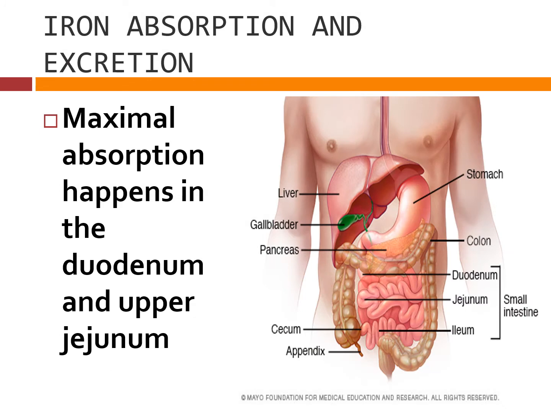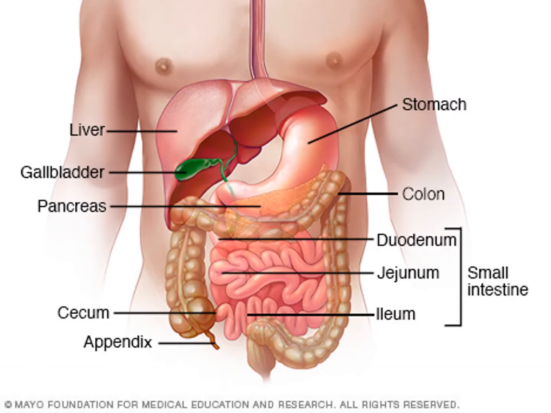So, iron absorption and excretion. Maximal absorption happens in the duodenum and upper jejunum of our intestines. Find where the duodenum and jejunum are in the picture. Those are the parts of the body where absorption of iron happens.